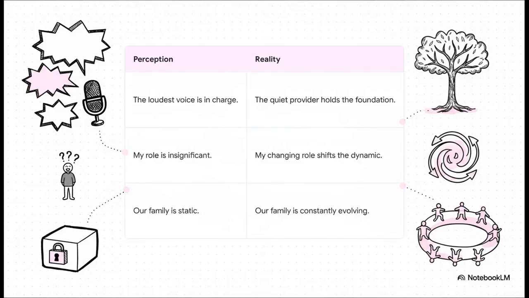So ultimately, what this map does is expose the gap between our perception and reality. We perceive that the loudest voice is in charge. The reality might be that the quiet provider is the one holding the entire foundation. We perceive our own role as insignificant. The reality is our changing role can shift the entire dynamic. We think our family is static, but the map proves it's a living, breathing, constantly evolving system.